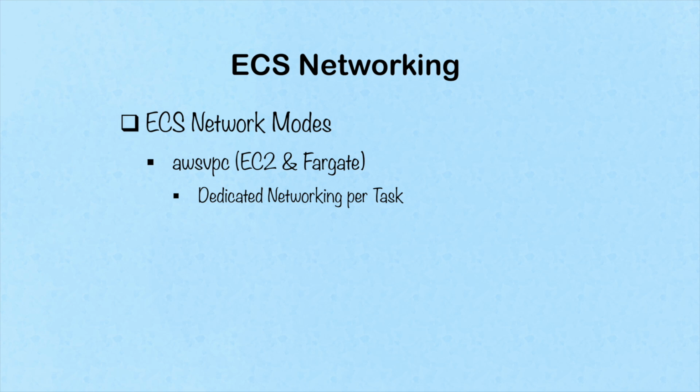In AWS VPC mode, each ECS task gets its own elastic network interface directly from your Amazon VPC. That means every task behaves like a separate virtual machine on your network, with its own private IP address. This is very different from bridge or host modes, where containers share the EC2 instance's IP.